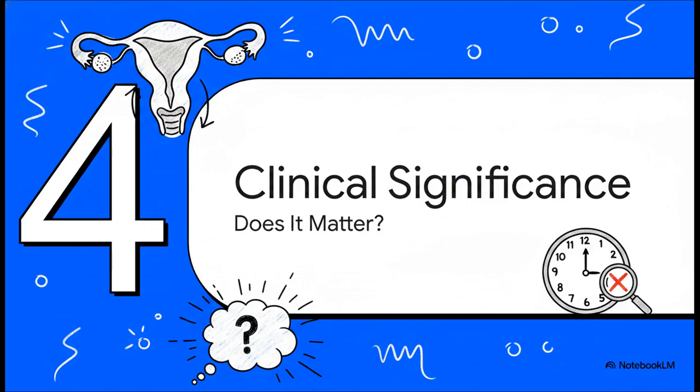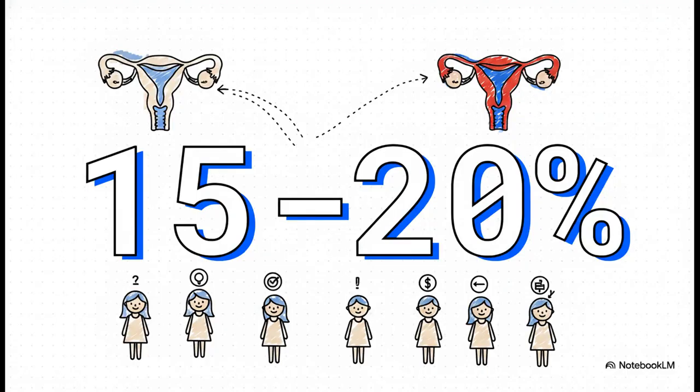But this brings us to the most important clinical question of all. So what? When does this anatomical variation actually become a problem for the patient? Well, the first thing to realize is just how common this is. We're talking about 15 to 20% of women. That's almost 1 in 5. So in most cases, this is really just a normal anatomical variation, not some kind of disease or abnormality.